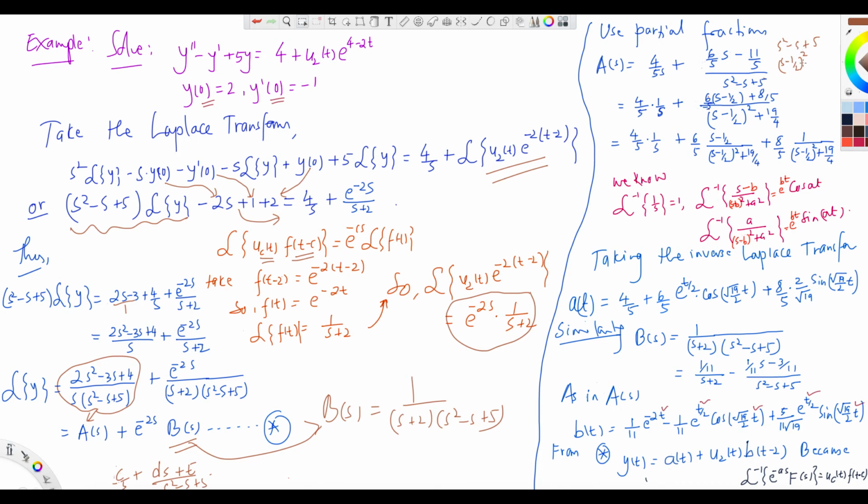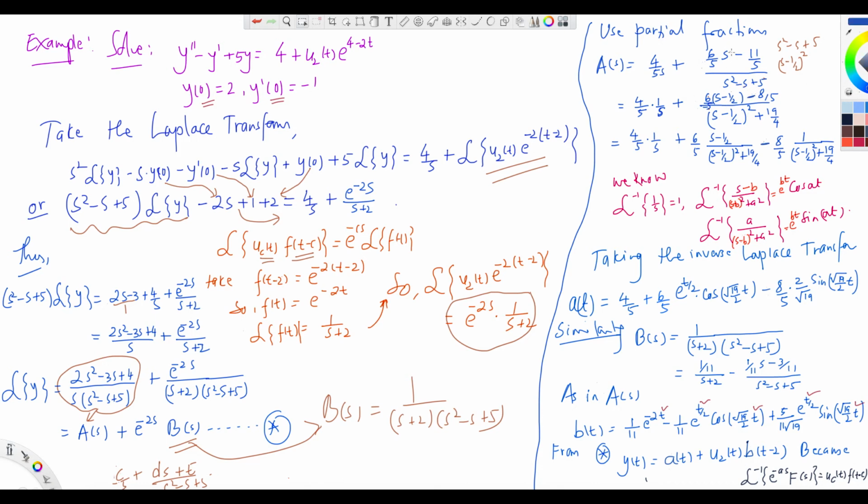So plus 1/4, right? We need plus 1/4, but you need to subtract that 1/4. So minus 1/4 plus 5 will be 19 over 4. That's how we got that. (s minus 1/2) squared plus 19 over 4. If you simplify this, you will get exactly the same thing, right?